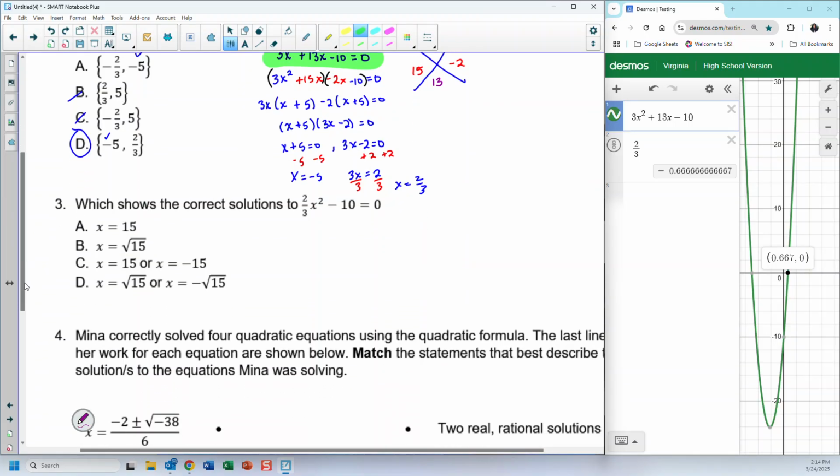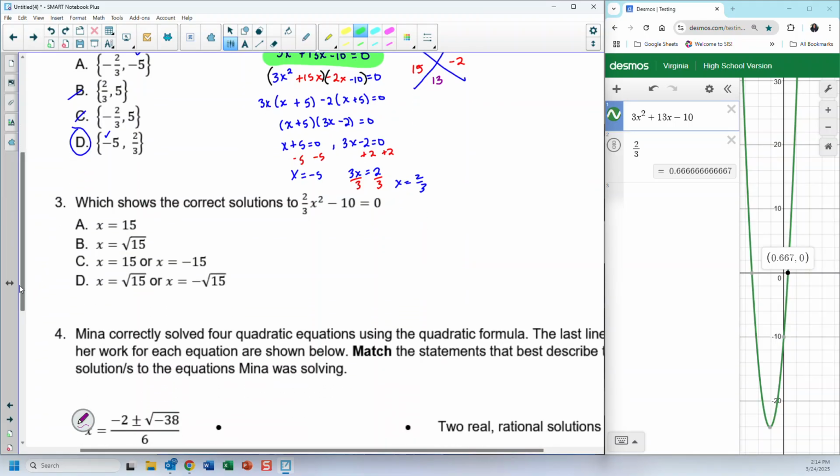Alright, number 3. Which of the following shows the correct solutions to this equation? Alright, so for this one, I don't think I have to factor because it has only one x. I can solve this by taking the square root of both sides. So before I take the square root to get rid of the square, I'll go ahead and isolate x squared by itself. So I'm going to move the 10 over.